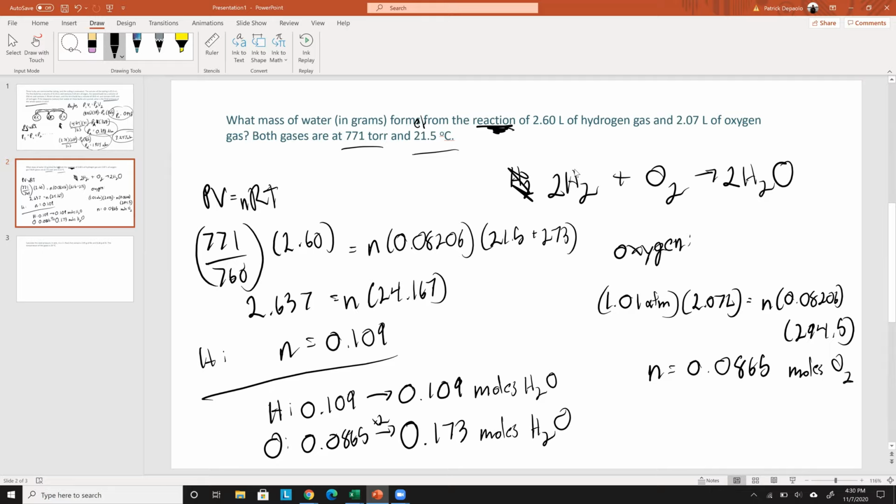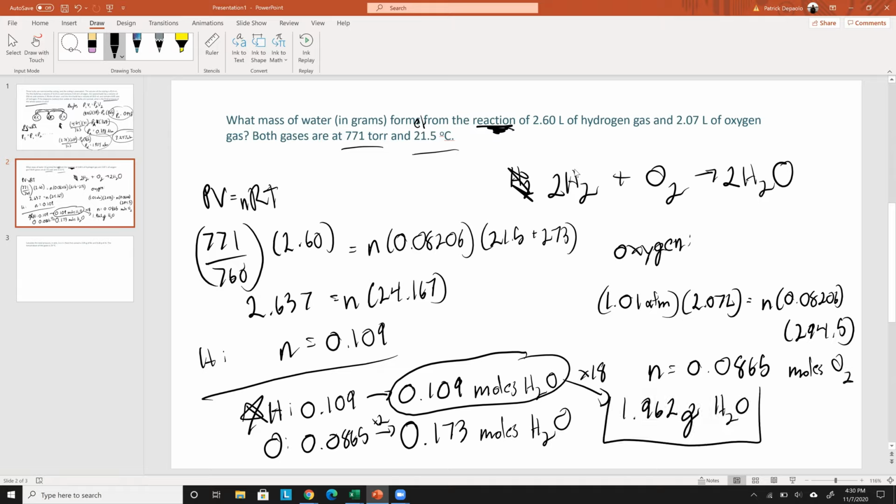If you recall from limiting reactant, we need to pick the reactant that produces the least amount of moles, which is hydrogen. That's the limiting reactant. And our question is, how much is the mass of water? So we're going to use hydrogen, and the amount of product made, which we already did, was 0.109 moles, and we easily convert that by multiplying by the molar mass into grams. So we take our 0.109 times 18, and we get 1.962 grams of H2O. Okay, good.